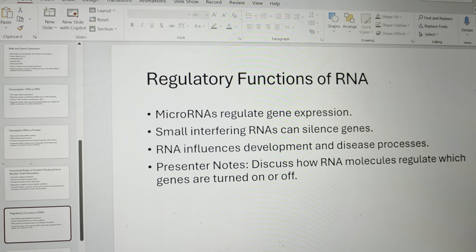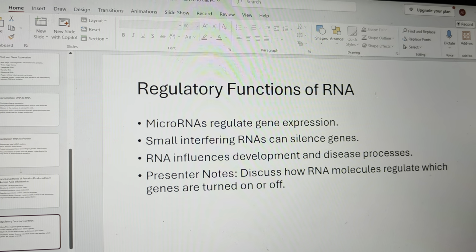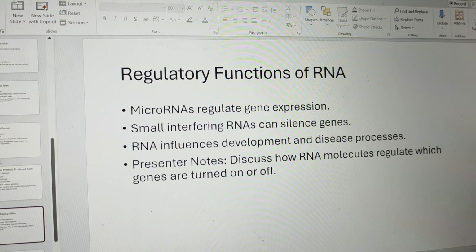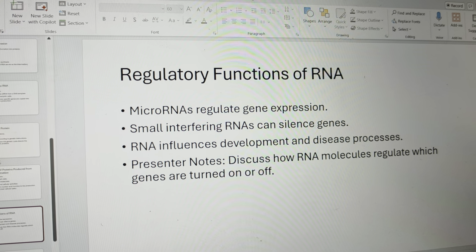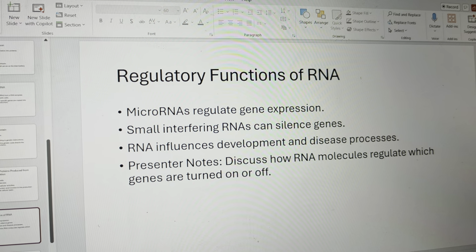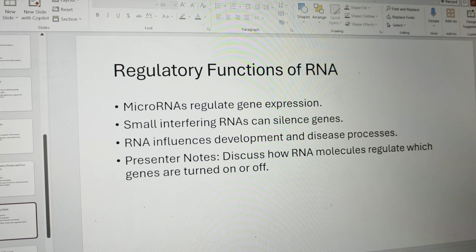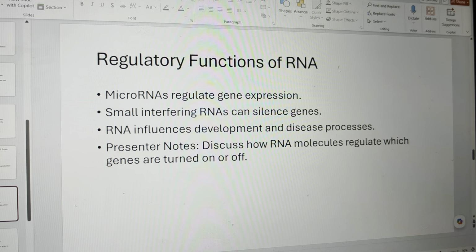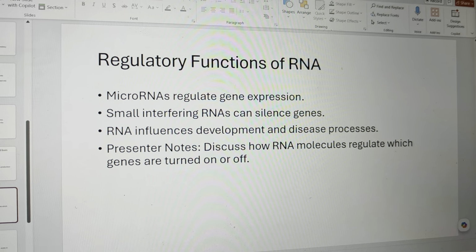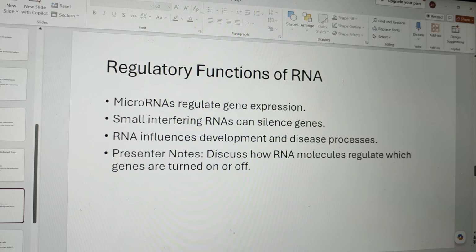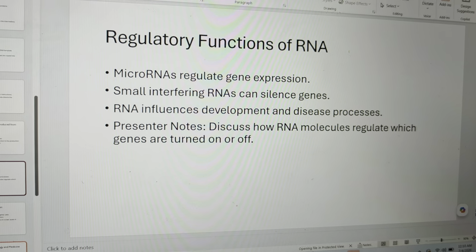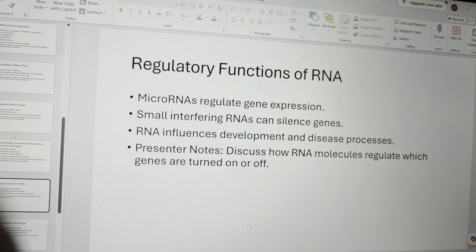Next slide, we talk about the regulatory functions of RNA. MicroRNAs regulate gene expression. Small interfering RNA can silence genes. RNA influences development and disease processes. The idea is to discuss how RNA molecules regulate which genes are turned on and off.